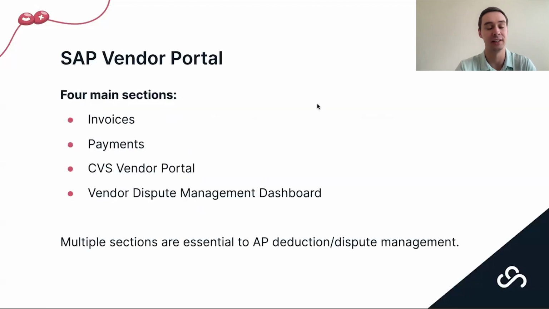More information on the SAP vendor portal or the CVS vendor portal. It has 4 main sections. We have the invoices tab, the payments tab, and a general CVS vendor portal page, which has a dashboard. And then there's the actual dispute management dashboard, where you do most of your disputing and can track old disputes. All of these sections are pretty vital. The one that's maybe not needed as much is the CVS vendor portal card. It's a general dashboard of your invoice volume, which may be helpful, but you don't need to keep up with it as often as tracking invoices, payments, and your disputes.